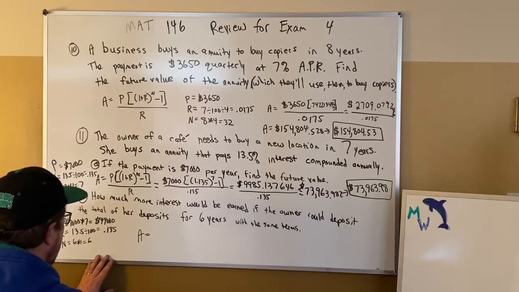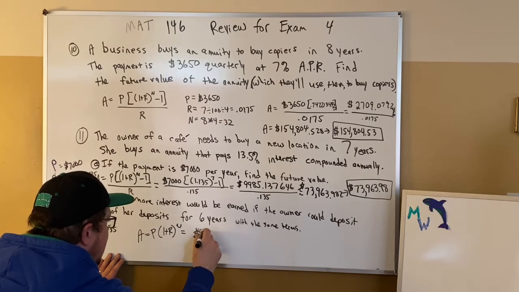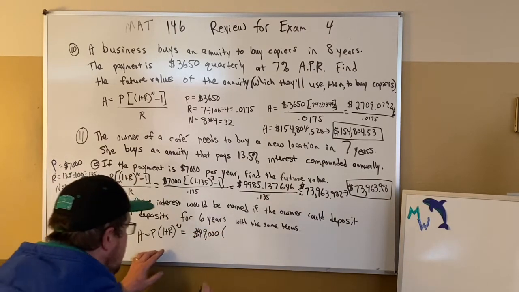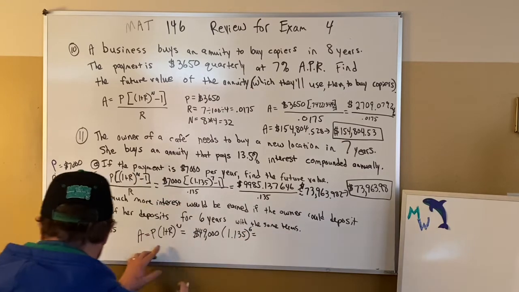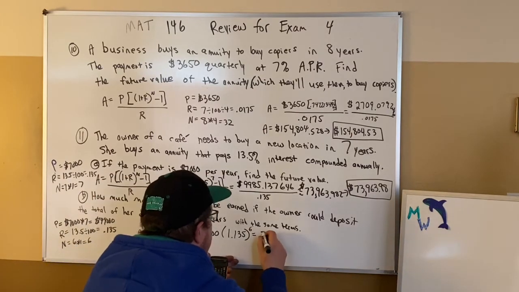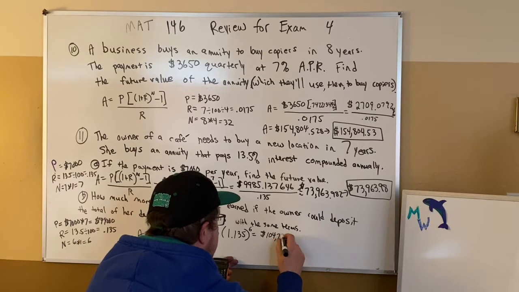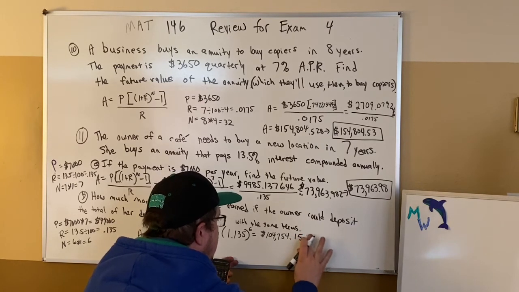So this is where our account balance is equal to P times 1 plus R to the power N. So it's going to be $49,000 going in, and we're going with 1.135, powered up to 6. It's going to lead us right to a value. We've got to round to the nearest penny. So 49,000 times 1.135 powered up to 6, and hit equals. This one is 104,754.152, so we'll call it 104,754.15.